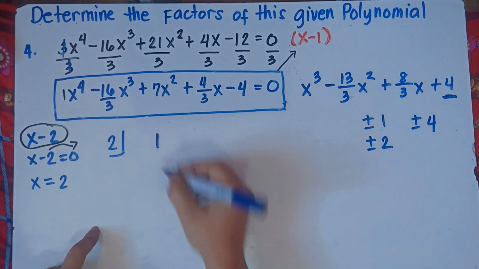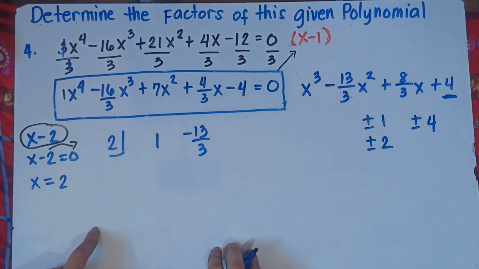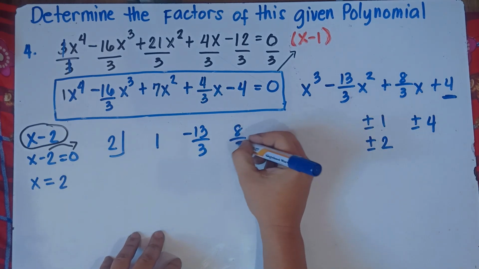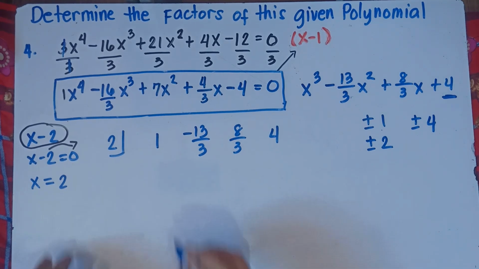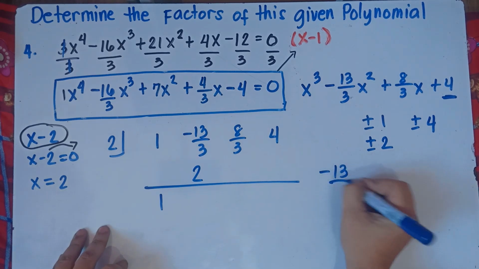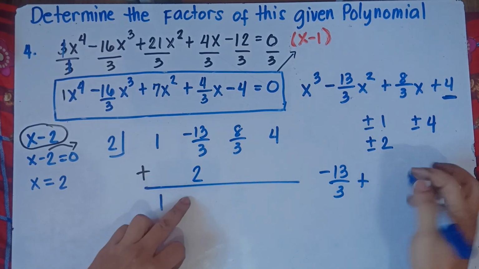Then the numbers: 1, then negative 13 over 3, then positive 8 over 3, then 4. Alright, first thing to do, you bring down 1. Then you multiply 2 times 1, that is 2. Then you combine negative 13 over 3 plus 2.